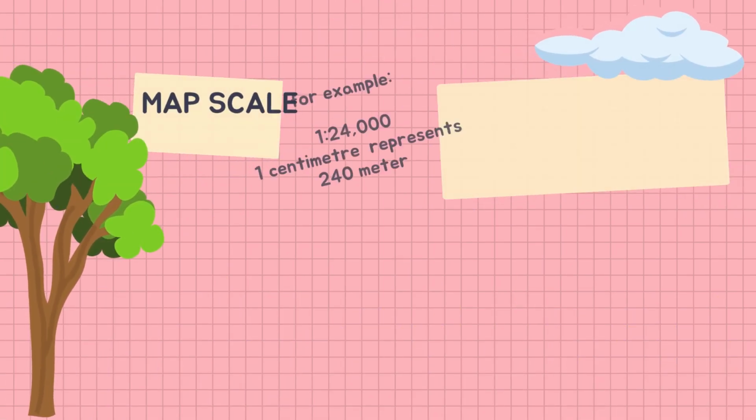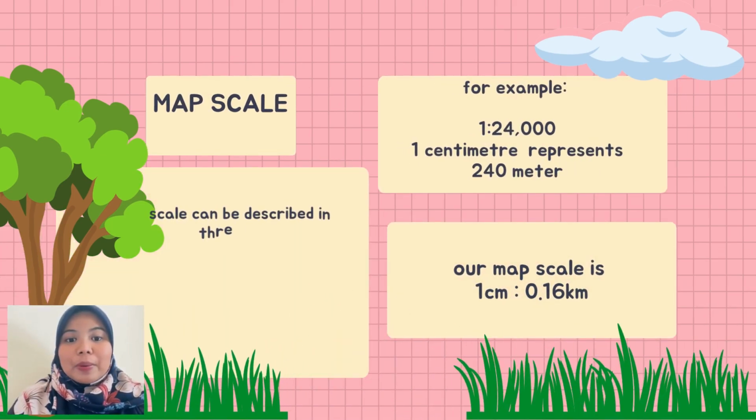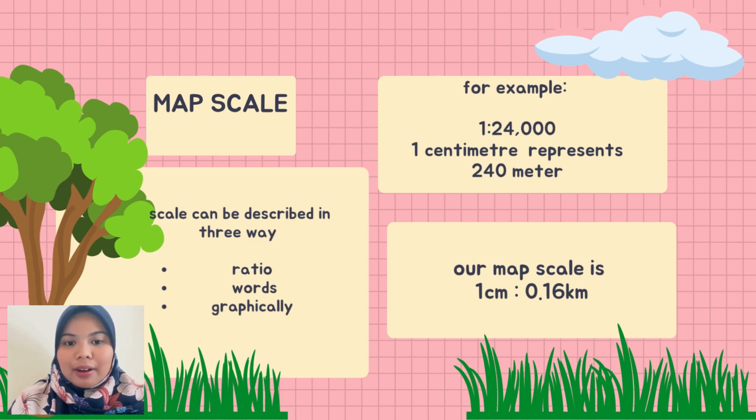First I will explain the map scale. Map scale is a very important thing while making a map. The scale can be described in three ways: first, ratio, words, and graphic.